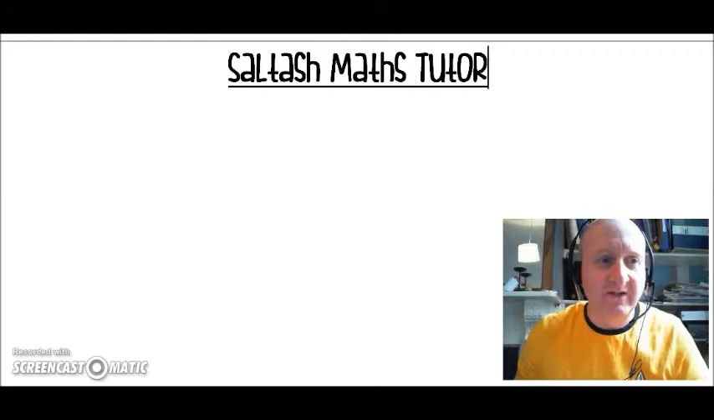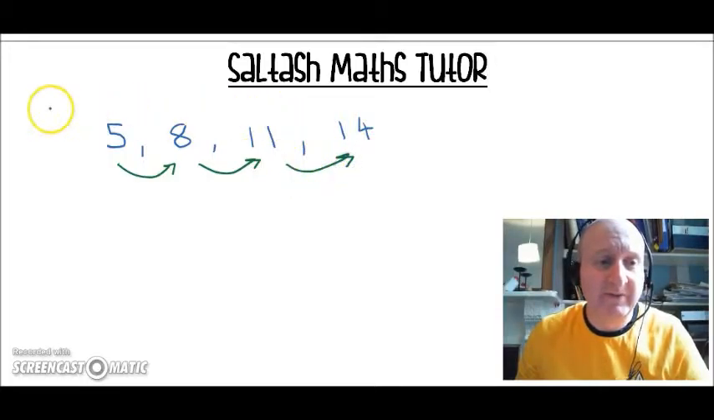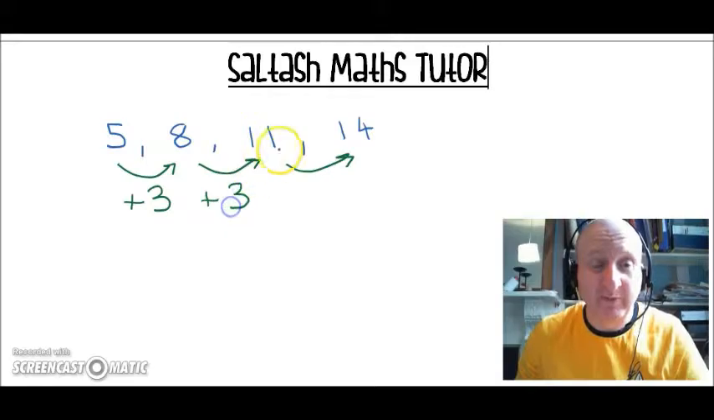So let's look at an example. If I have a sequence of numbers, 5, 8, 11 and 14, the first thing I'm going to do is find the difference of these numbers. What do I have to do to get from 5 to 8? It's plus 3. From 8 to 11, that's plus 3 as well, and there's a pattern forming here. And 11 to 14, that's plus 3 as well.